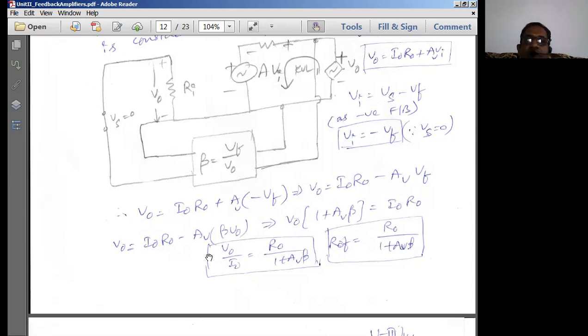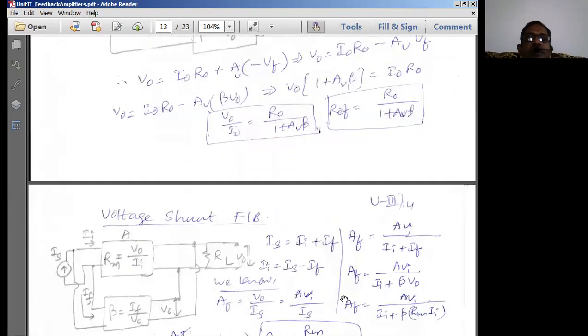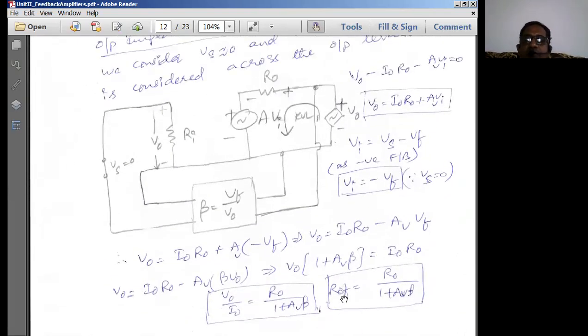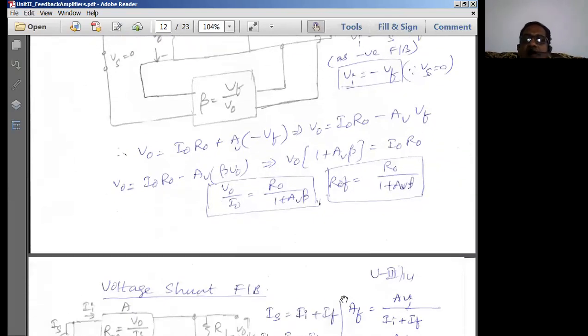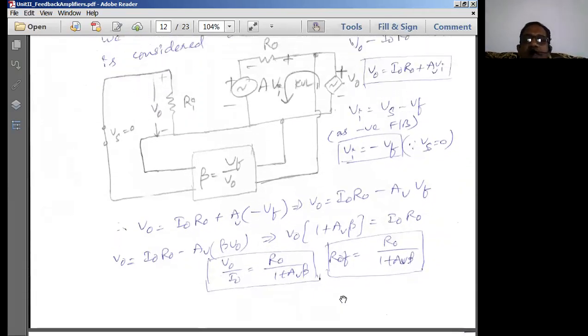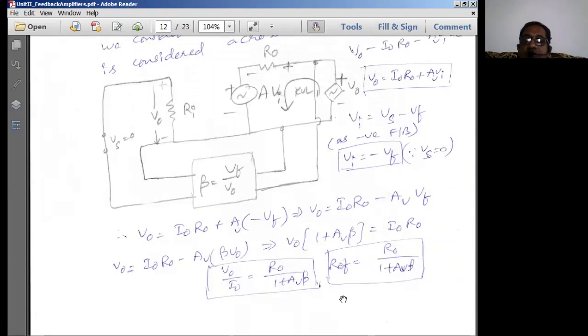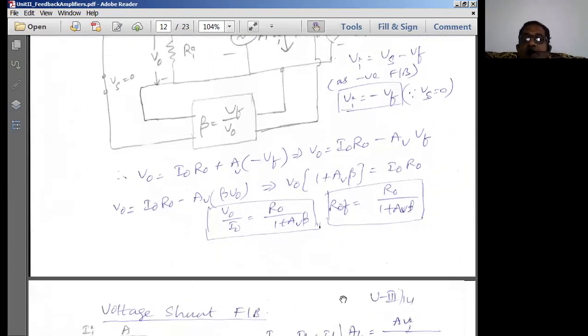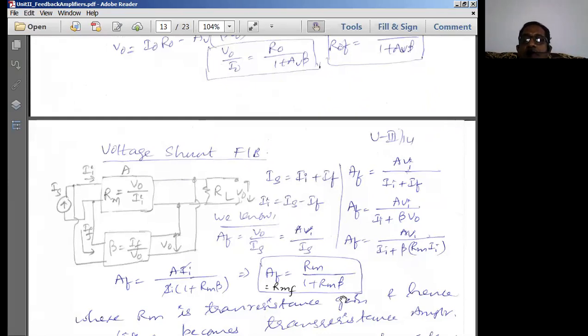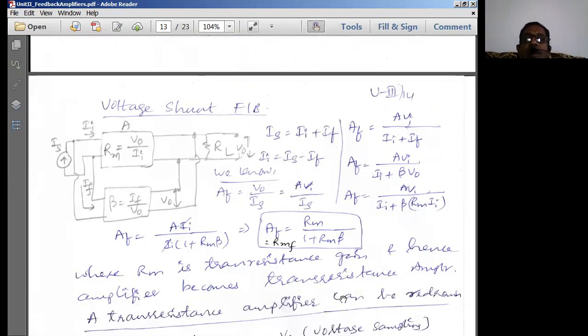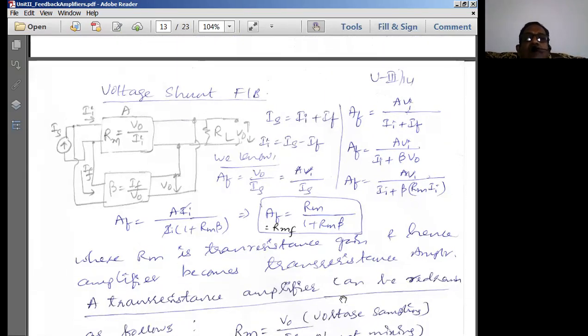This V naught by I naught is nothing but ROF. Thereby I can write this as R naught by 1 plus A beta. That means the output resistance is decreasing. This is the conclusion we have come to once again. Whatever conclusions we made and equations we wrote by looking at the concept, we have got the same equations by applying nodal analysis to the block diagram.